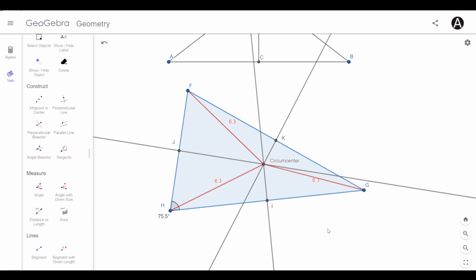It says the perpendicular bisectors of the sides of a triangle. Isn't that what we just did? We found the perpendicular bisectors of the sides of the triangle. It says they are concurrent. What does concurrent mean? That's one of the first words we learned this year. It means they all intersect in 1 point. Okay, all 3 of those perpendicular bisectors intersect in 1 point. Would you agree? Yeah. But that's not all.